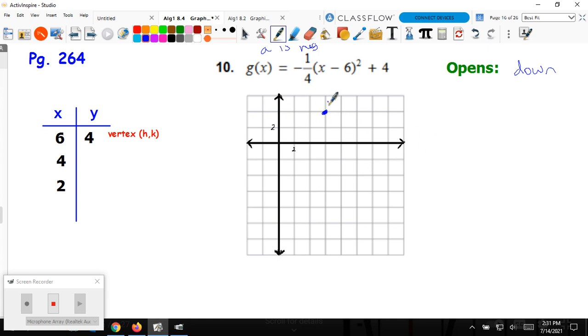Now what I could do is plug in numbers. I can plug in 4 to this and do 4 minus 6. That would give me -2 squared, times the -1/4, and so on. But we could just do our a pattern. Let's talk about our a pattern. If I go back 2 units, or I could go by 4's. Because this is a 1/4, I'm going to have to multiply by 1/4. The fact that it's negative means I'm going to go down in this direction. So let's say I use my a number, parent pattern.